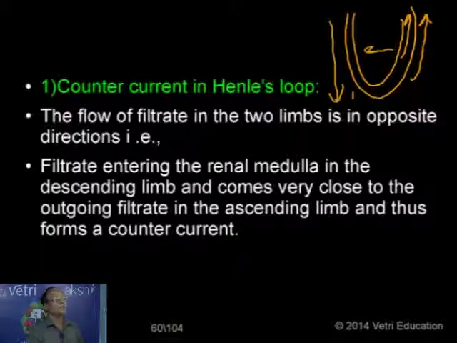Now the descending limb is normally more permeable to water, whereas the ascending limb is more permeable to electrolytes and ions. So these two limbs work in an opposite manner. The descending limb is more permeable to water and less permeable to electrolytes. The ascending limb is more permeable to electrolytes and ions and less permeable to water, thus forming a counter current flow mechanism, which is responsible for making the urine more and more concentrated. This is the counter current system operating in Henle's loop.